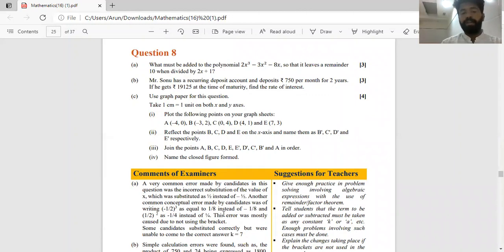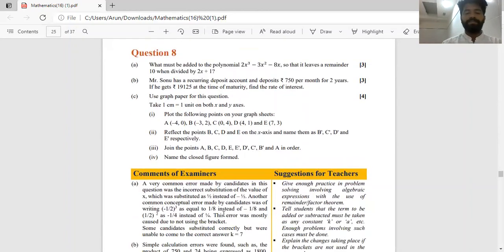Another common conceptual error was the cube of minus 1 by 2 was written as positive 1 by 8 instead of negative 1 by 8. And the square of 1 by 2 was written as negative 1 by 4 instead of positive 1 by 4. So we'll just quickly tell you that if you are cubing a negative number, the final answer would be negative. If you are squaring a negative number, then the final answer will be positive always. So you need to keep these things in mind.